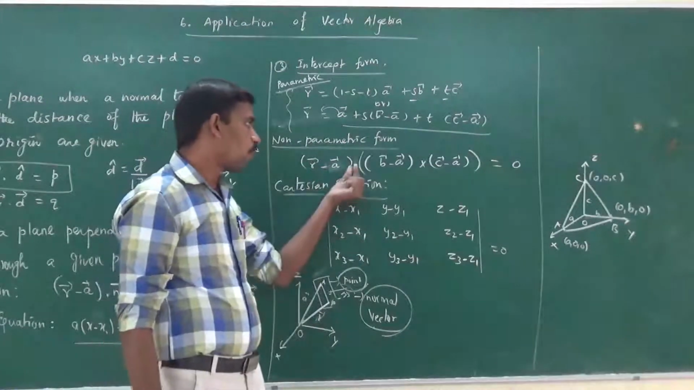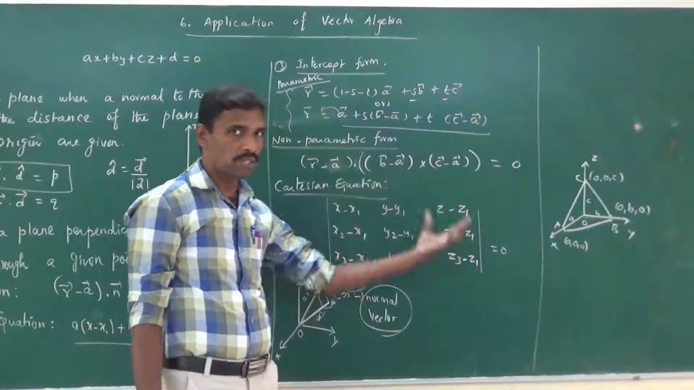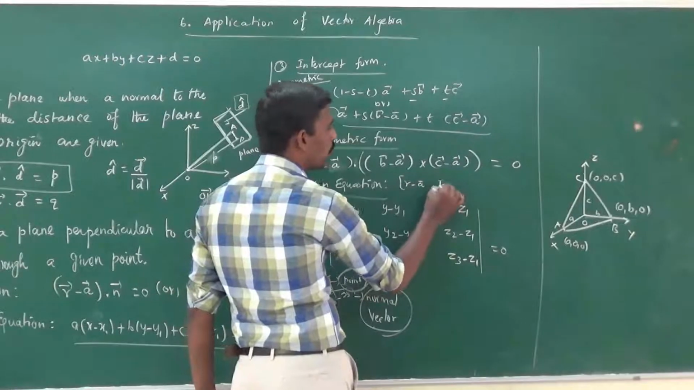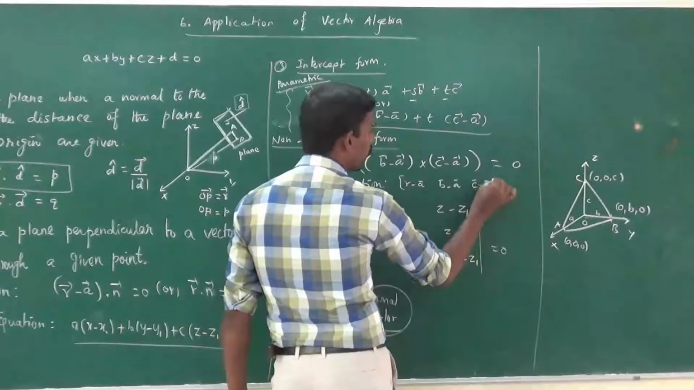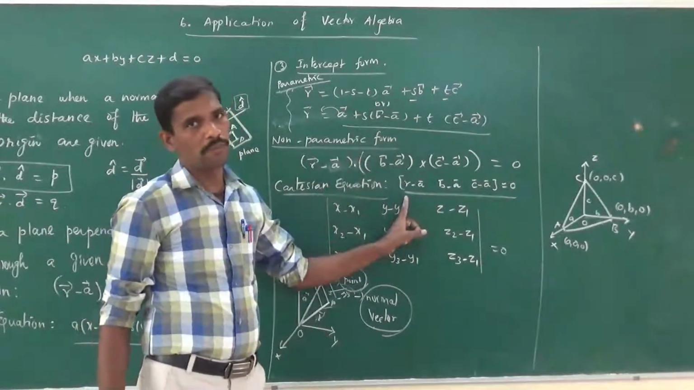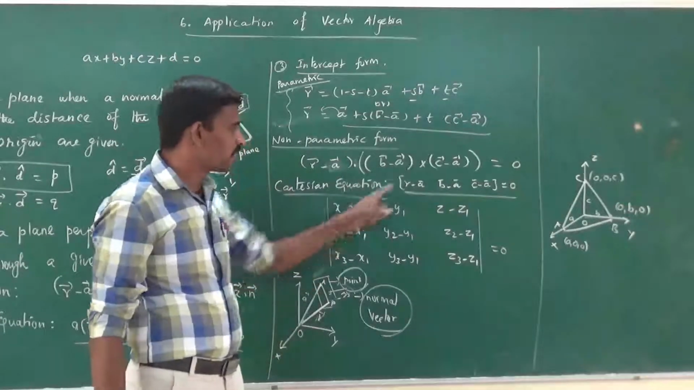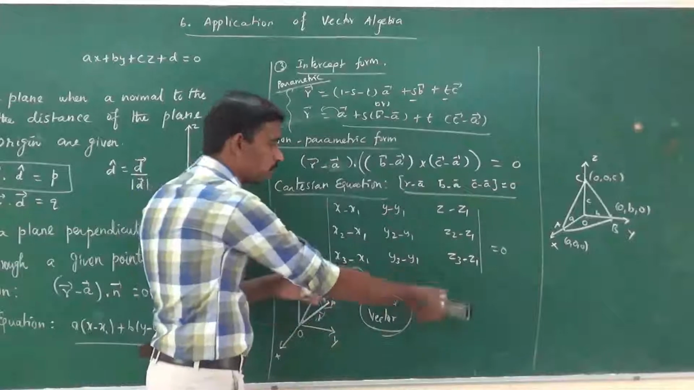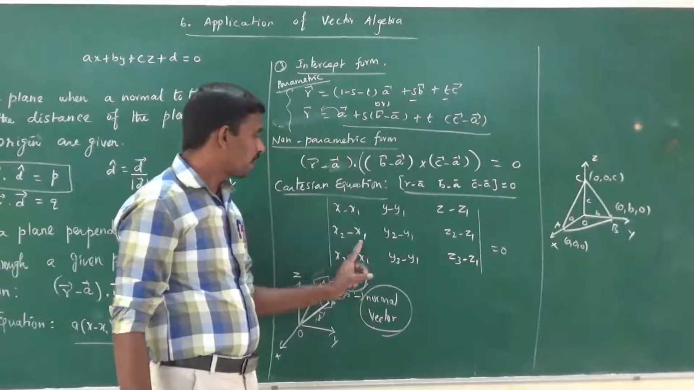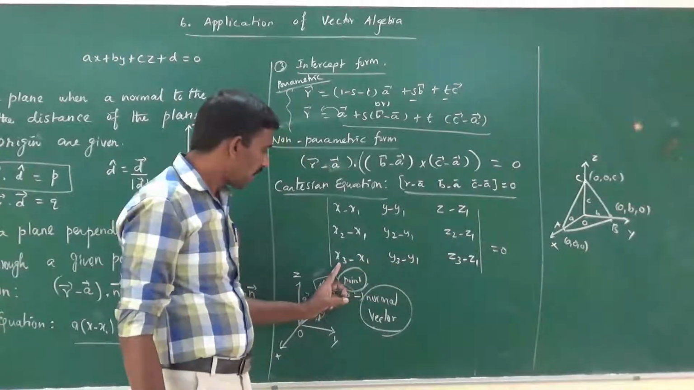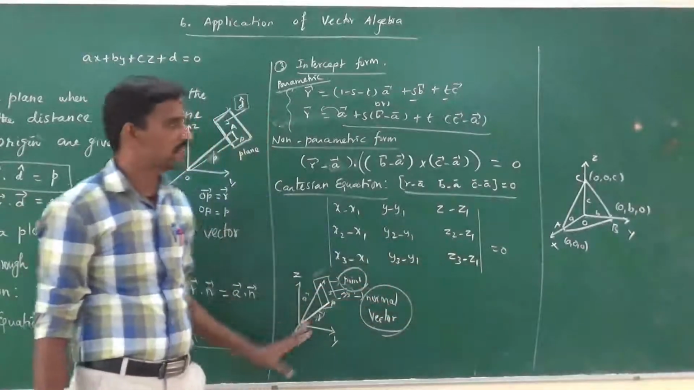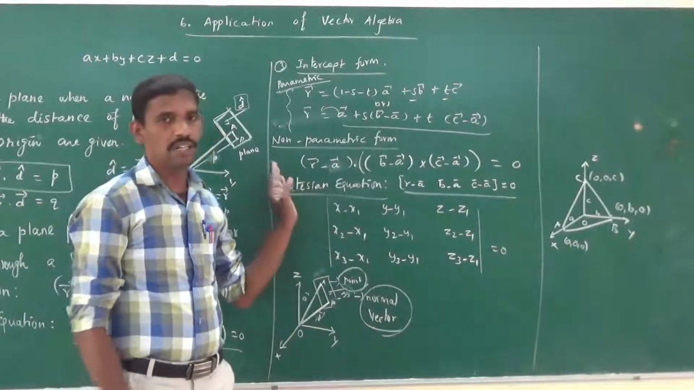Now the Cartesian form. One dot one cross means the box product. So we can write it like this also: (r vector minus a vector), (b vector minus a vector), (c vector minus a vector), which is equal to 0. So this is another non-parametric form of the plane. Now the Cartesian equation, this is a box product. You know very well, box product means you put the determinant of x minus x1, y minus y1, z minus z1; x2 minus x1, y2 minus y1, z2 minus z1; x3 minus x1, y3 minus y1, z3 minus z1, equal to 0. So these are the three types. We will see the questions based on this in the next video.